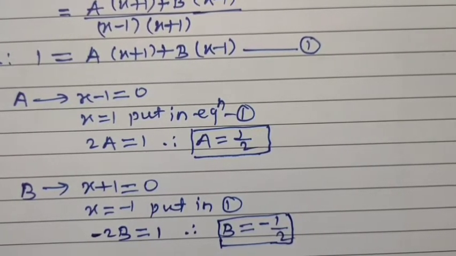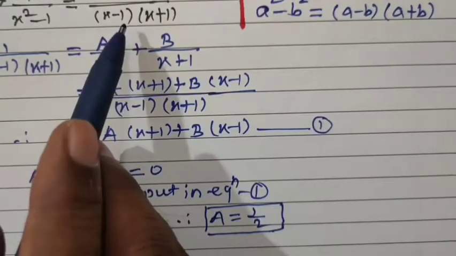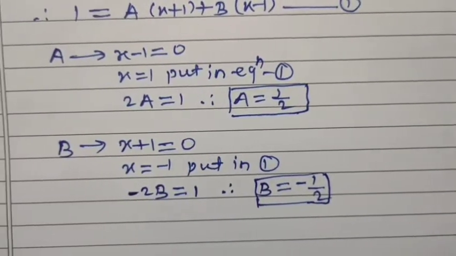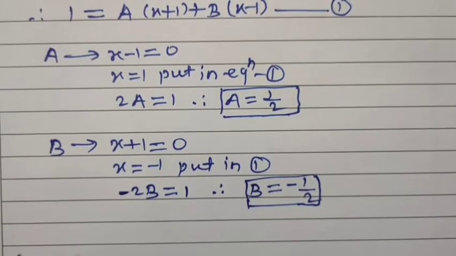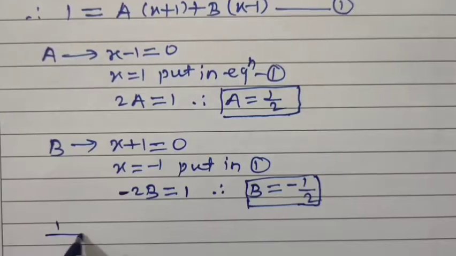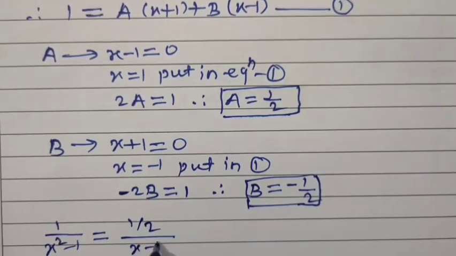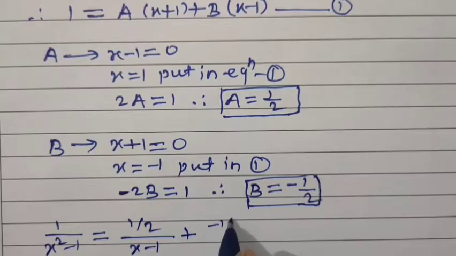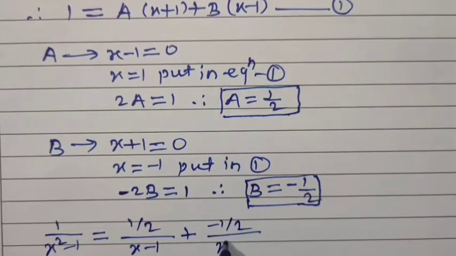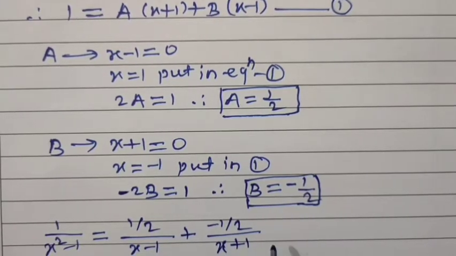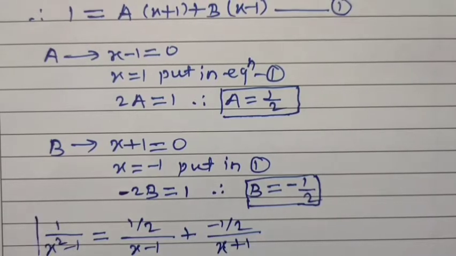Put the values of the arbitrary constants in this equation, meaning the partial fractions of the given rational function are given by 1 upon x square minus 1 is equal to a, which is half, 1 upon 2 divided by x minus 1, plus minus 1 upon 2 divided by x plus 1. And these are the partial fractions of the given rational function, which is the solution.